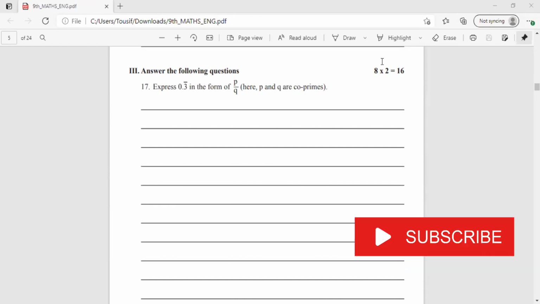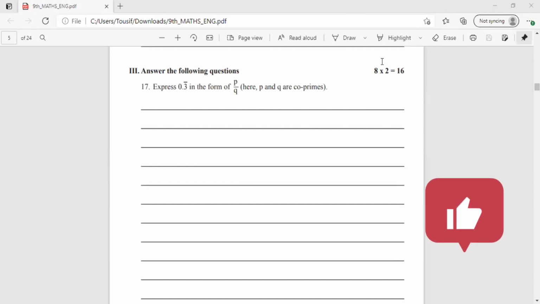In the last video, we solved the first and the second main of the model question paper. So in this video, we'll be discussing the third main. So let us begin with the first one.